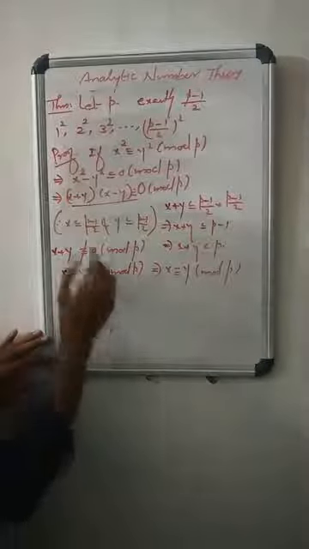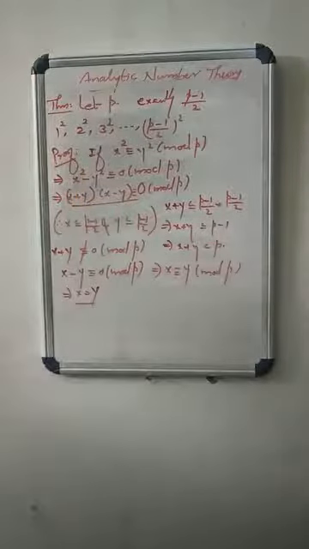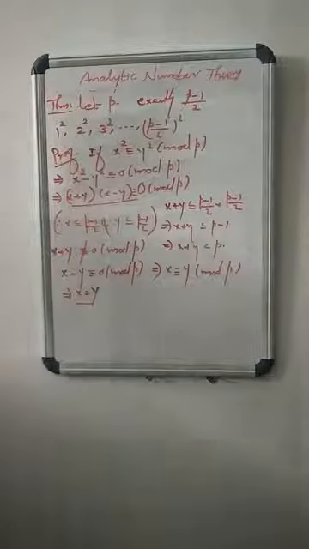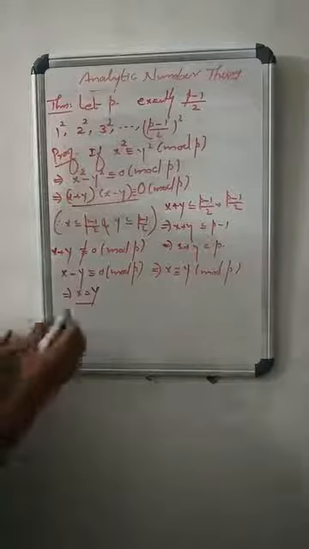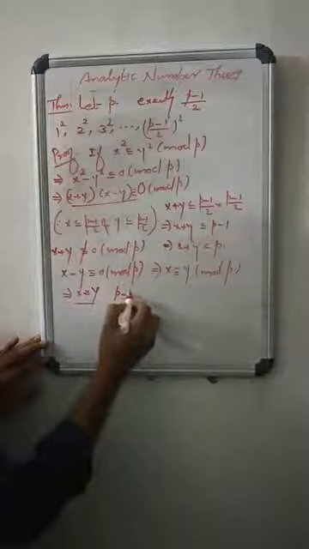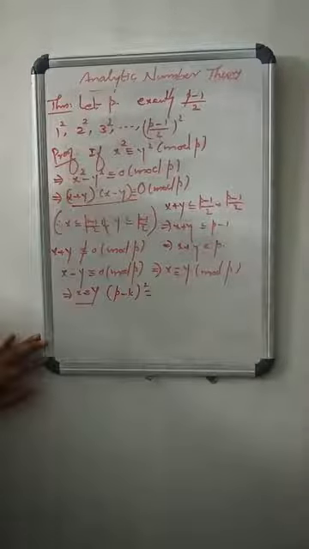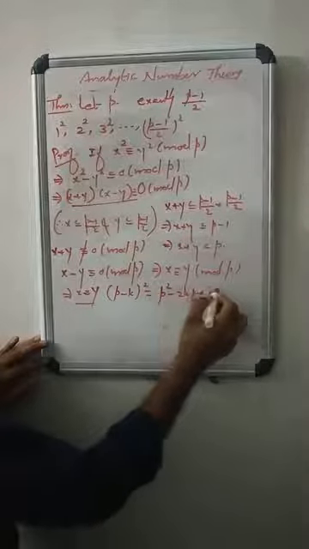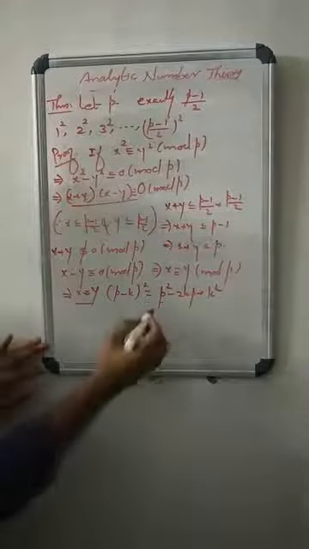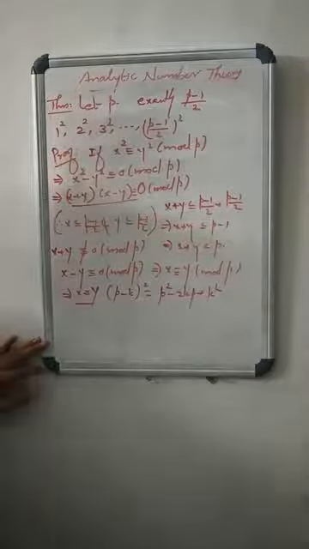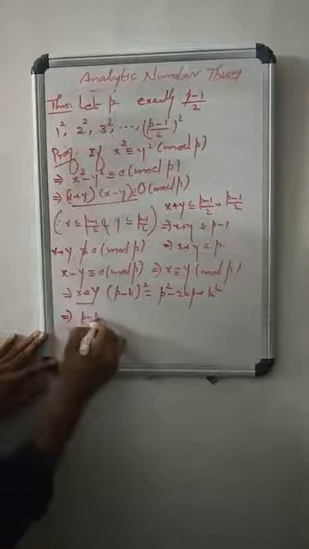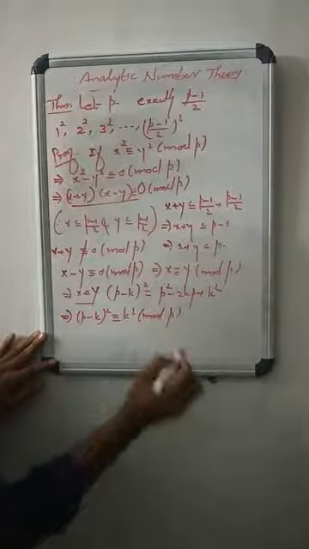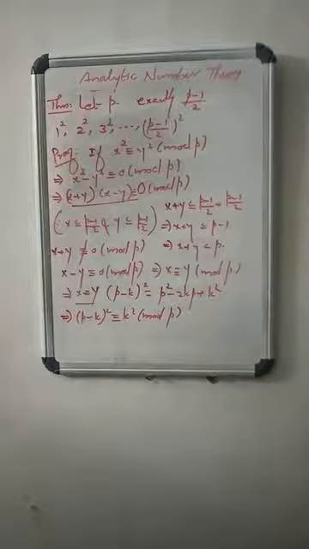Again, these numbers 1 square, 2 square, 3 square, etc., ((p minus 1) by 2) whole square are distinct mod p. Now consider (p minus k) whole square. What is (p minus k) whole square? It is p square minus 2kp plus k square. Agreed. P square is a multiple of p. 2kp is also a multiple of p. That means (p minus k) whole square is congruent to k square mod p. Agreed? (p minus k) whole square is congruent to k square mod p.